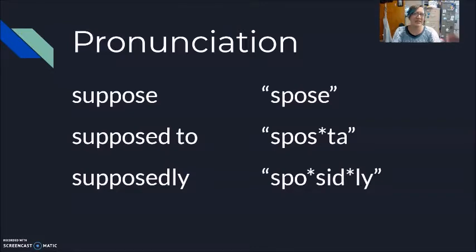Supposedly, instead of supposedly with four pieces, I have supposedly with three. She supposedly called me, but I don't believe her. The owners supposedly changed their policy, but do I believe it?